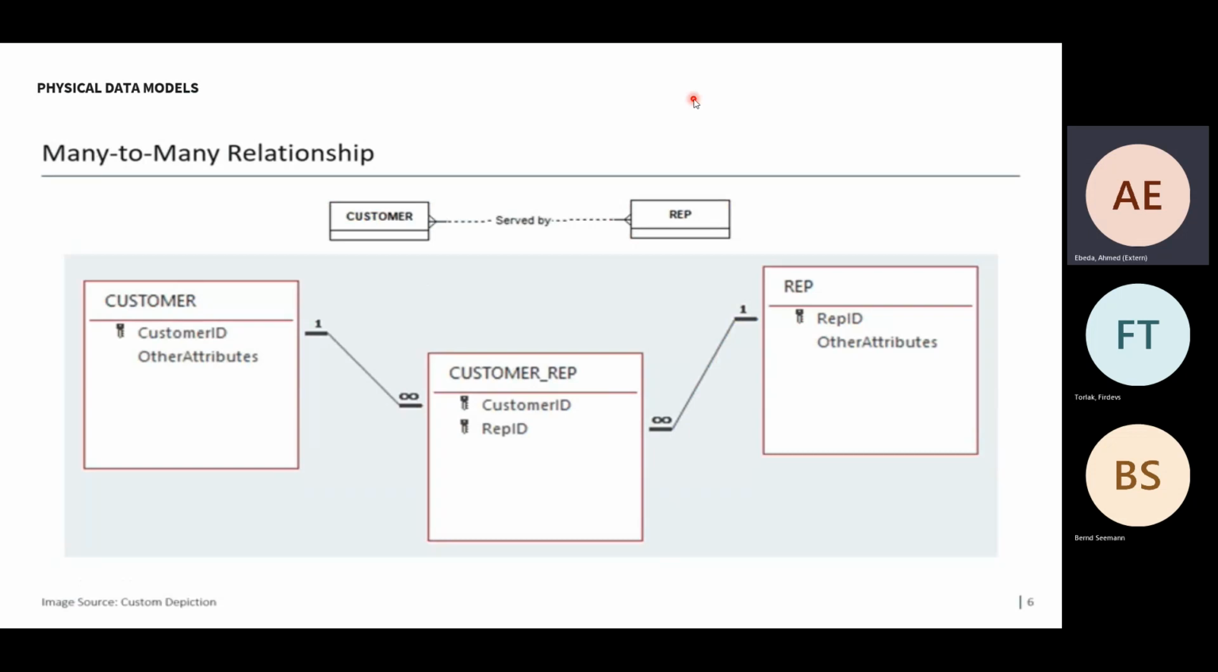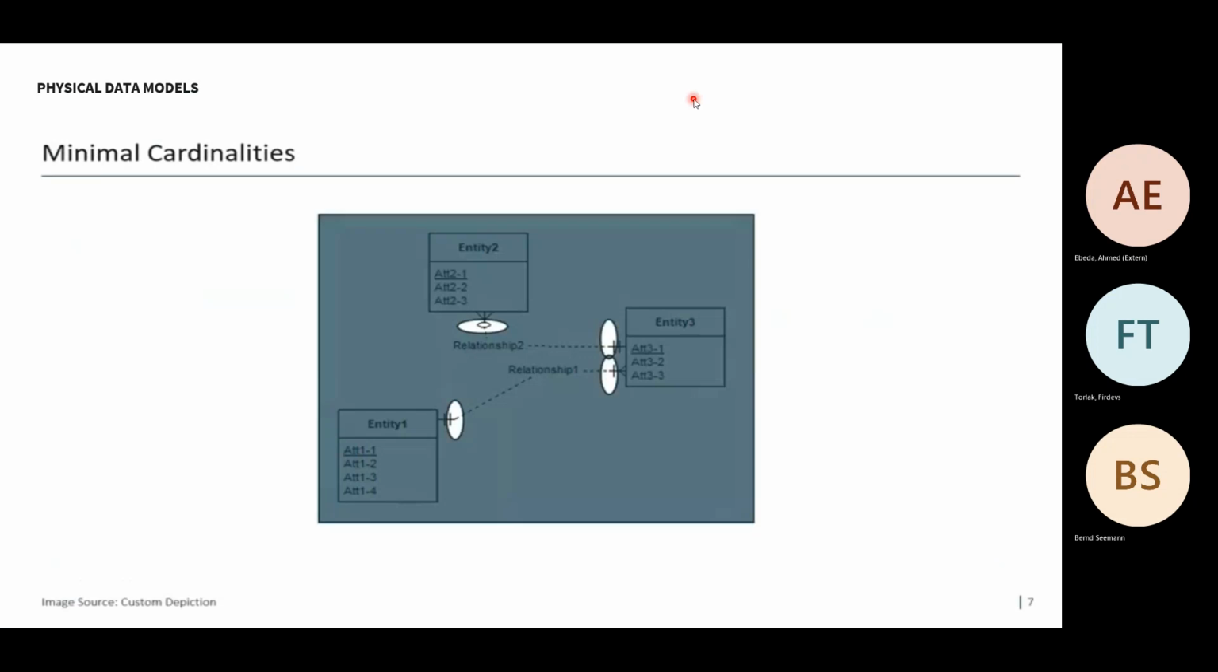Many-to-many relationships cannot be implemented directly in most DBMSs. This is why we need to break many-to-many relationships into two one-to-many relationships using a relationship table. In addition, we need to model the minimum cardinalities in the physical model. Minimum cardinalities can have the values of mandatory or optional. These are realized within the physical model as different DBMSs enforce minimum cardinalities differently.